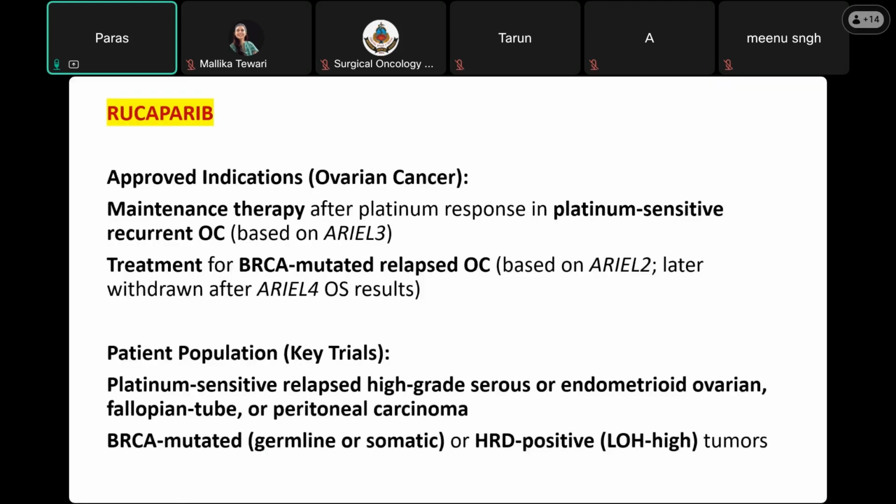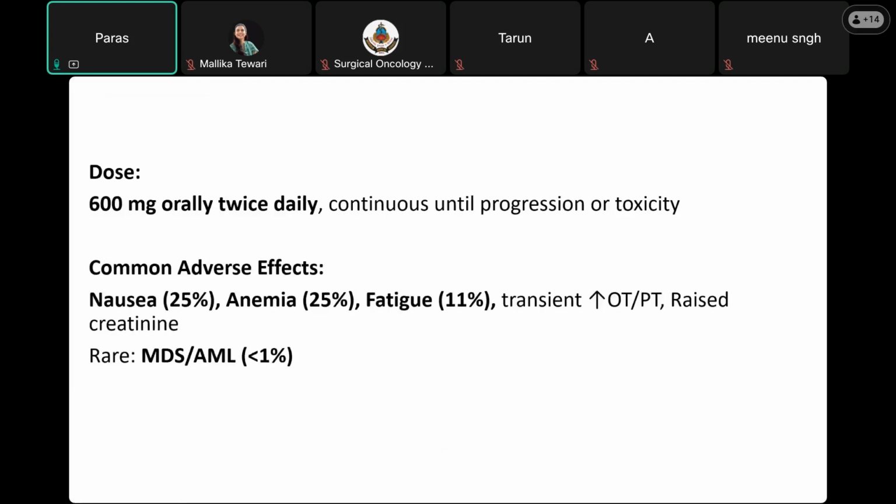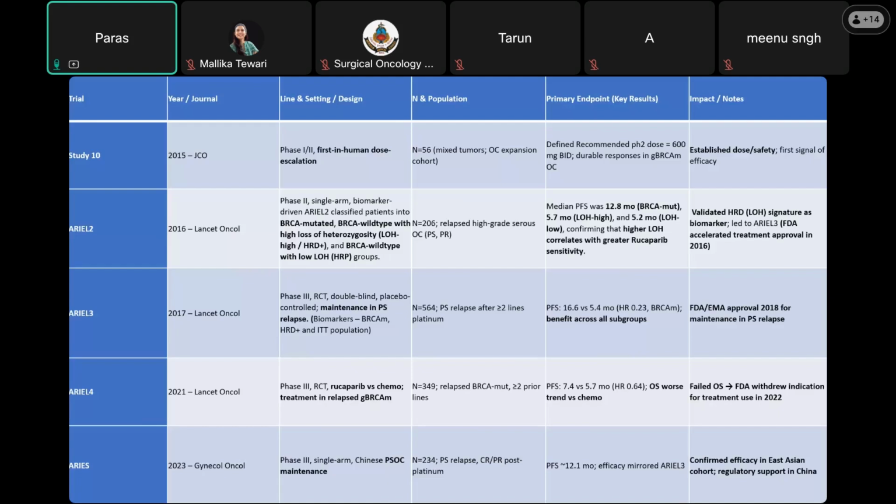Next in line is rucaparib. It is again indicated in first line maintenance therapy and relapse. Dose is 600 mg once daily. Common side effects are nausea, anemia, fatigue, transient ALT rise, and creatinine rise, and MDS and AML in less than 1%. Among the trials regarding rucaparib, Study 10 was the first in human phase 1, phase 2 dose escalation trial.